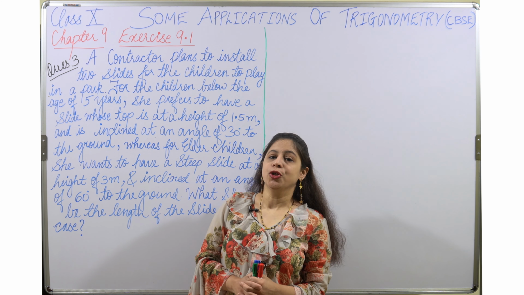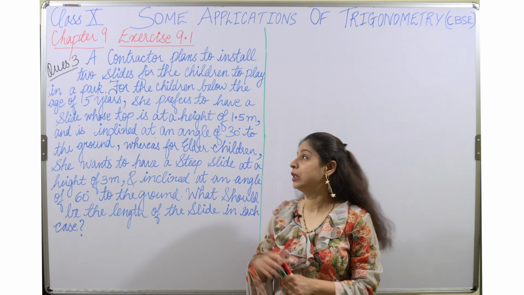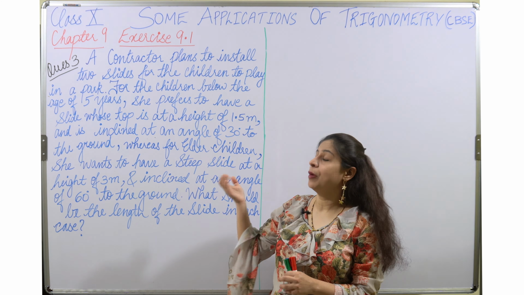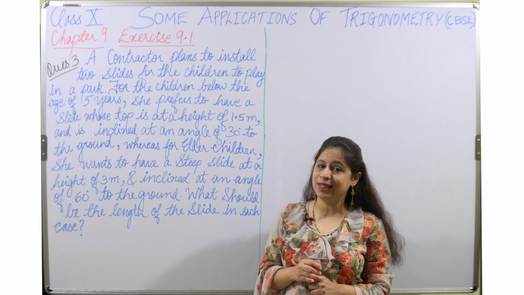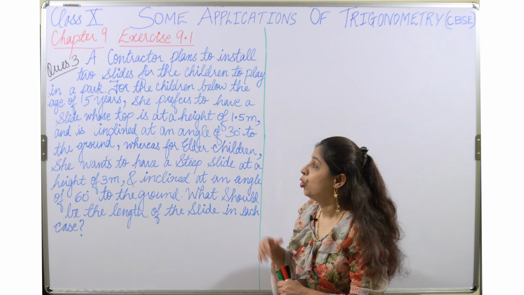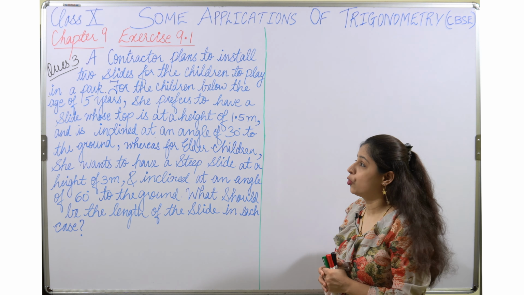Hello students, so let us start with question number 3 of chapter 9, Some Applications of Trigonometry, of exercise 9.1 of class 10 CBSE NCERT. In question number 3 it is given that a contractor plans to install 2 slides for the children to play in a park.